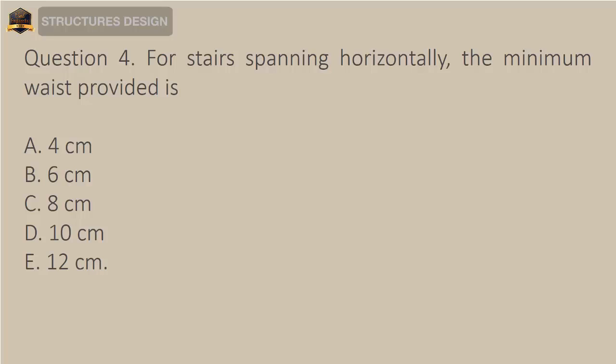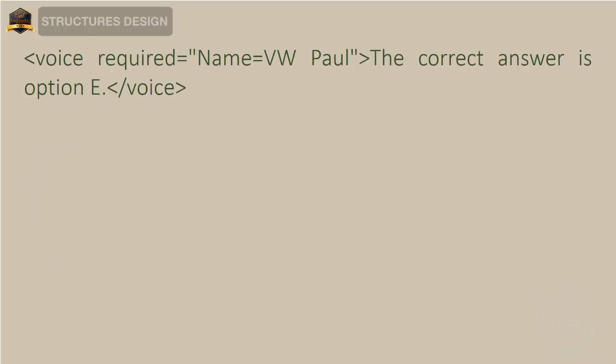Question 4. For stairs spanning horizontally, the minimum waist provided is: A, 4 cm; B, 6 cm; C, 8 cm; D, 10 cm; E, 12 cm. The correct answer is option C.